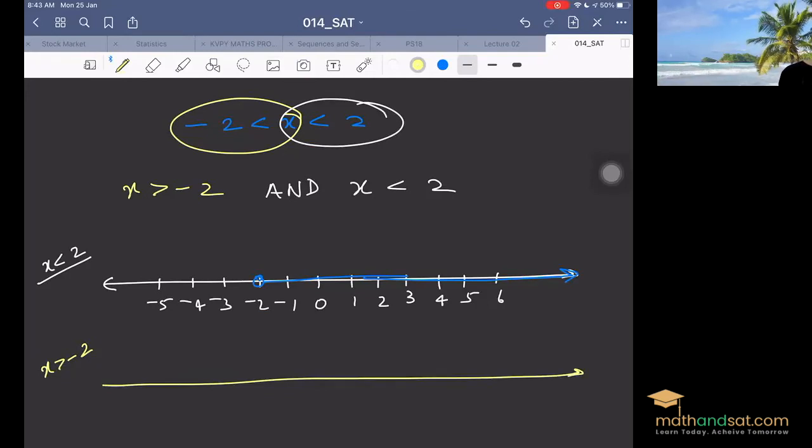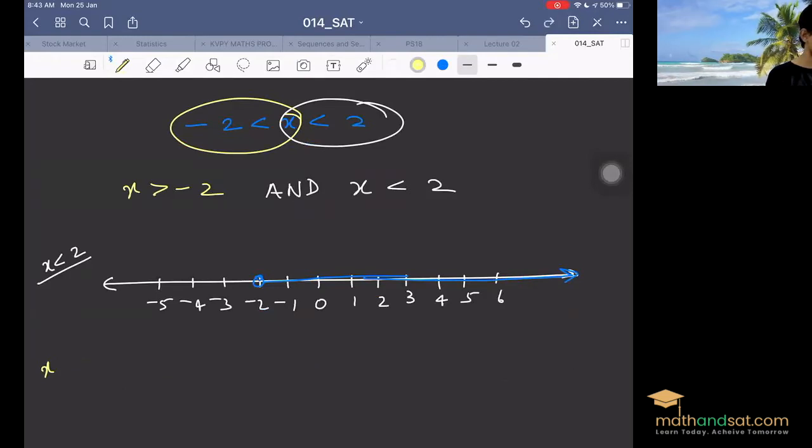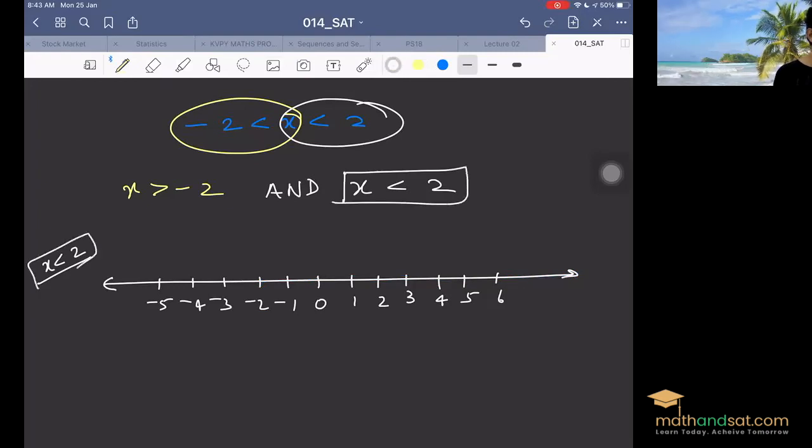Oops, I made a mistake, sorry. See, I made a mistake, it's x less than 2. We are talking about x less than 2. I took this one as the first one. X less than 2 is all numbers 2 and left side of 2.